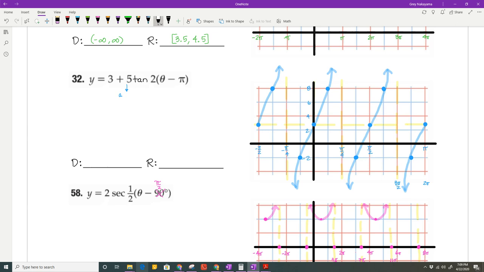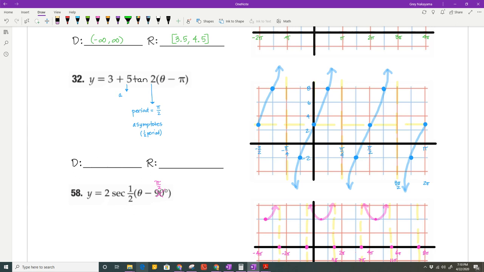Okay, the 2 affects my period, and the period of my parent tangent function is pi, so it's pi divided by 2. Okay, it is a tangent function, which means I'm going to have asymptotes, and you need to remember where the asymptotes are, and they are always at half your period. So I'm going to show you how we put that together.